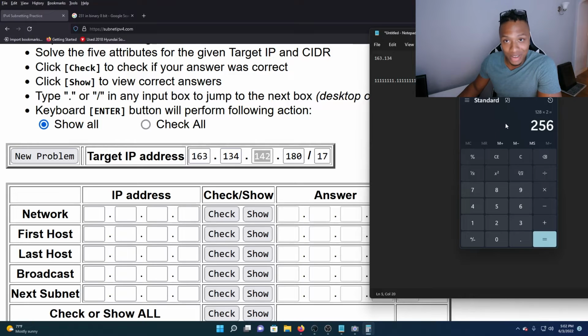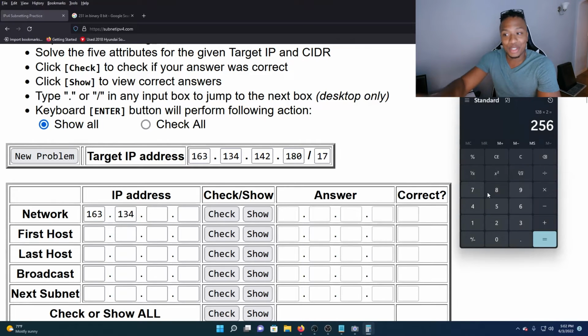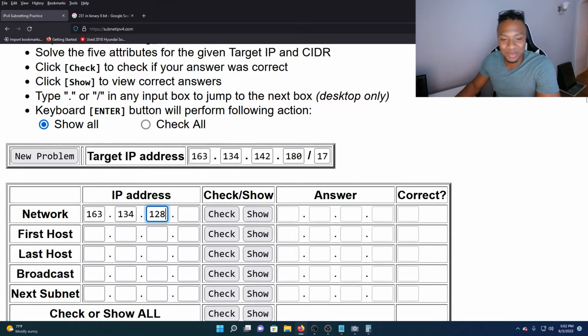So we know our network. What's our network going to start at, guys? 163.134. Can you guess? Oh, not that one. This 128. 128. And then we're leaving this alone, but it has to be 0. That's the network. This is going to be the network, guys, because we're not even looking at this right now. Let's check.